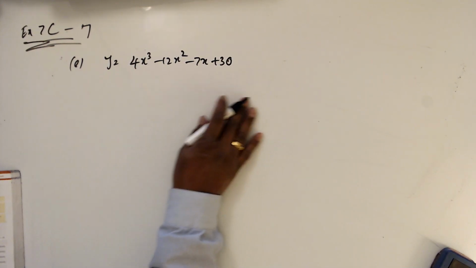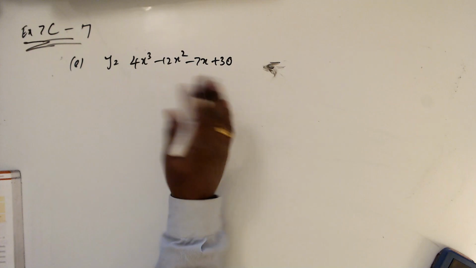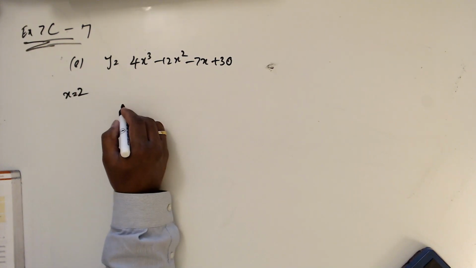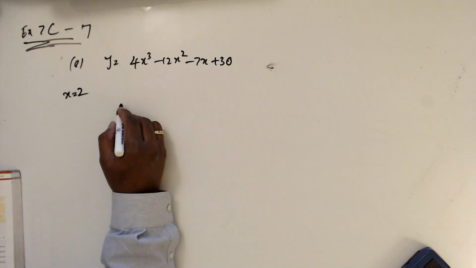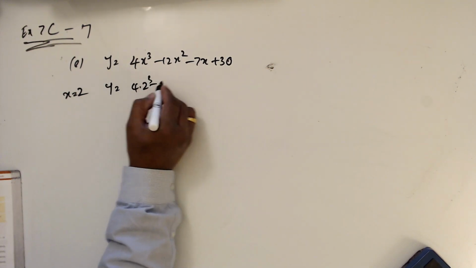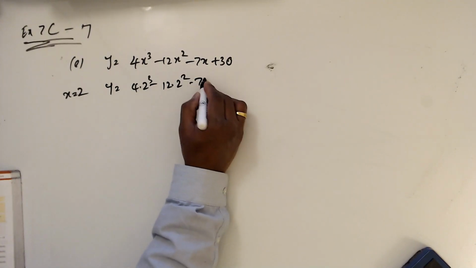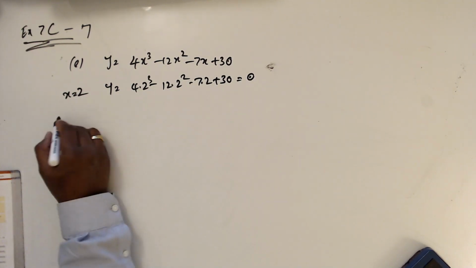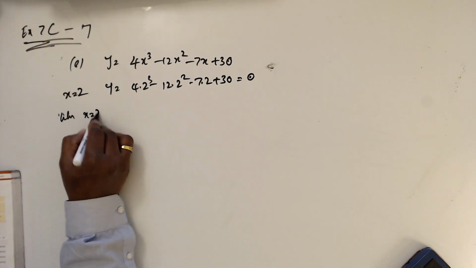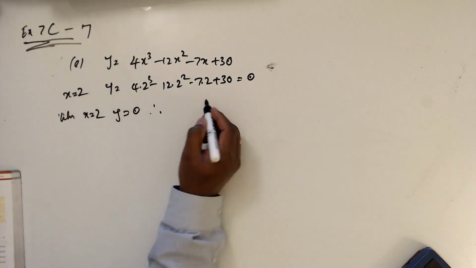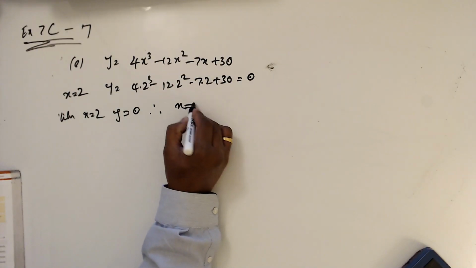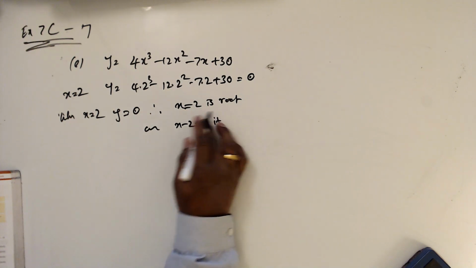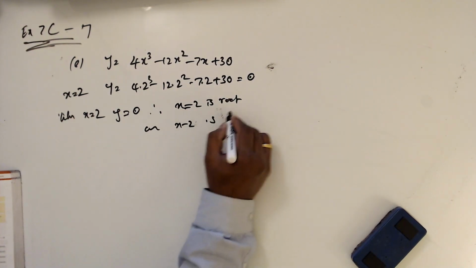Question E. So you can try with x equal 1, 2, minus 1. Likewise, you can apply the numbers and check. For x equal 2, I will just check, and x equal 2 is working. y equal 4 times 2 cubed, minus 12 times 2 squared, minus 7 times 2 plus 30. So this answer is 0. When x equal 2, y equals 0. Hence x equal 2 is a root, and x minus 2 is a factor.